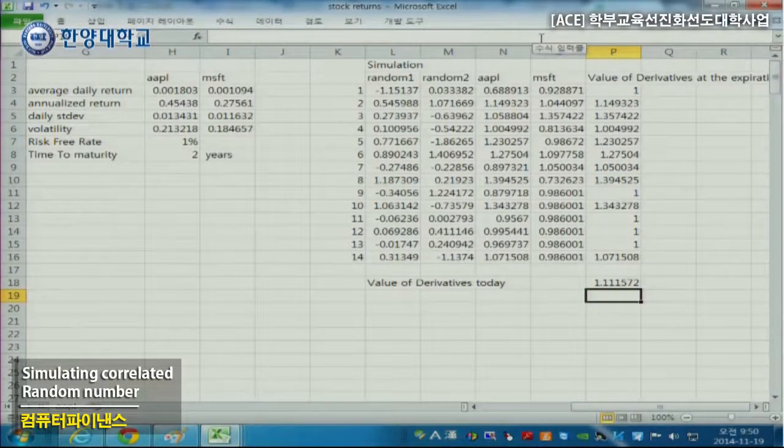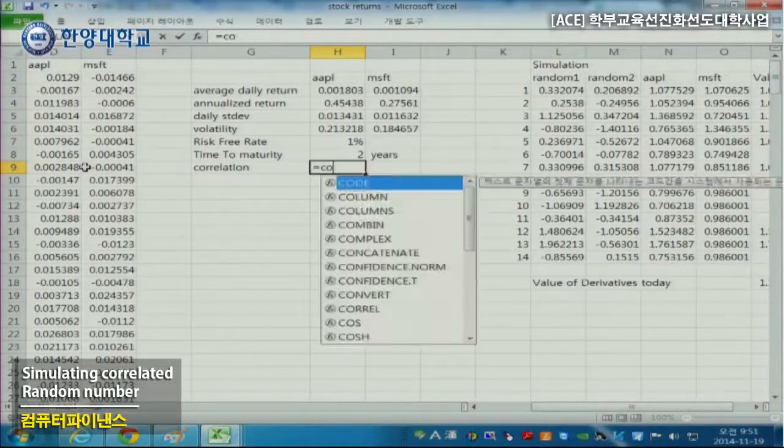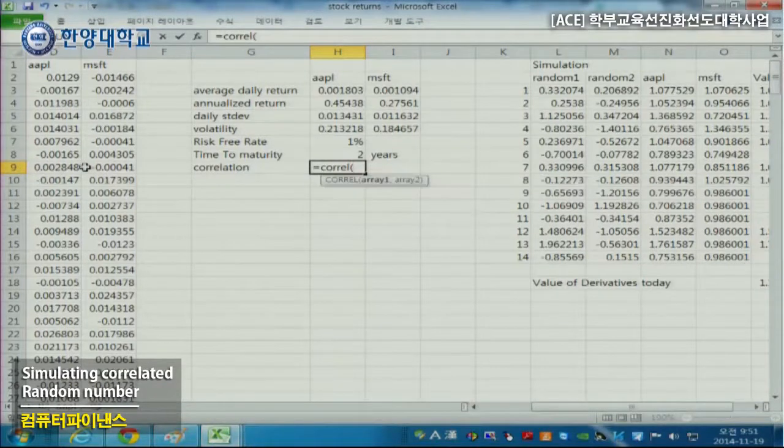So anyway, this is the idea we used last week. But the problem is that I assumed that this random number and this random number are independent of each other. But it is likely that Apple and Microsoft stock returns are correlated with each other, right? So when one is good, the other is likely to be good. When one is bad, the other is also likely to be bad, right? Let's check the correlation between them.